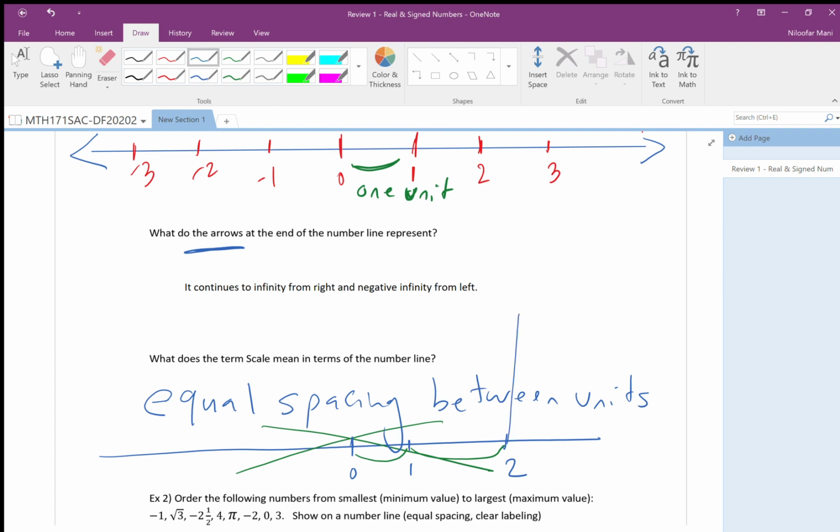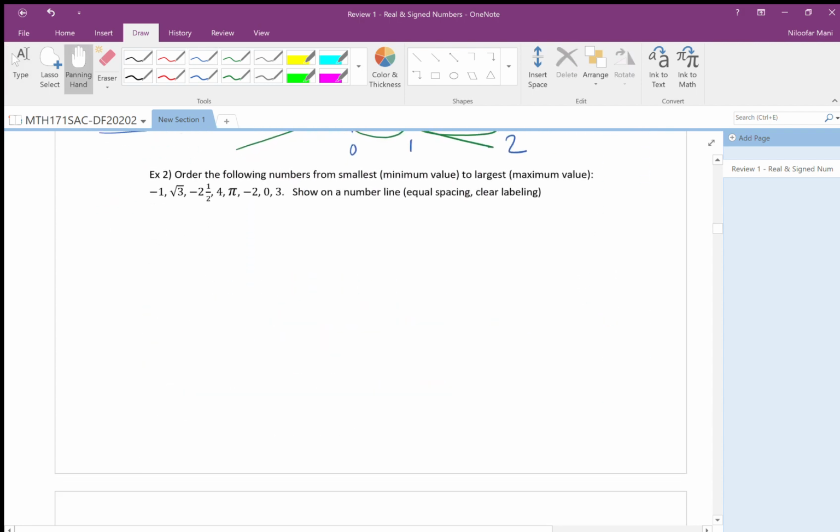So here it says order these numbers. Okay, so I have to order these numbers. So order the following numbers from smallest to largest, means from minimum to maximum. And remember, number lines are like that. So I go from negative to positive, means I go from small to large, and 0 is in the middle. Okay, so I need to look at my numbers here. Equal spacing, clear labeling. Okay, so what is my maximum?